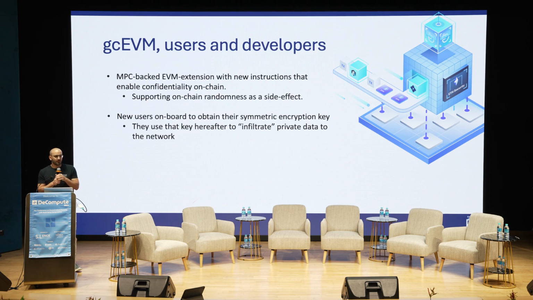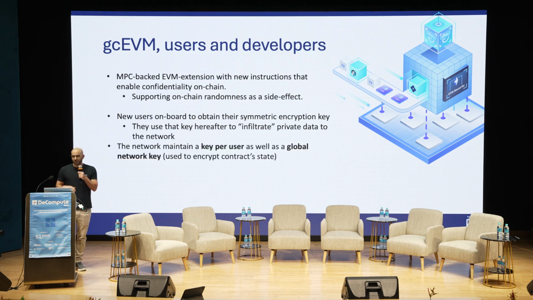So how do users and developers interact with that system? In the gcEVM, each user has a symmetric key encryption that is associated with it. And when a user comes and wants to send secret information to the gcEVM, it needs to first encrypt it using its secret key. This means that when a new user comes to the system, it needs to onboard and ask the system to generate a symmetric encryption key for it. And from that point, it will use that symmetric key in order to encrypt information to the system.